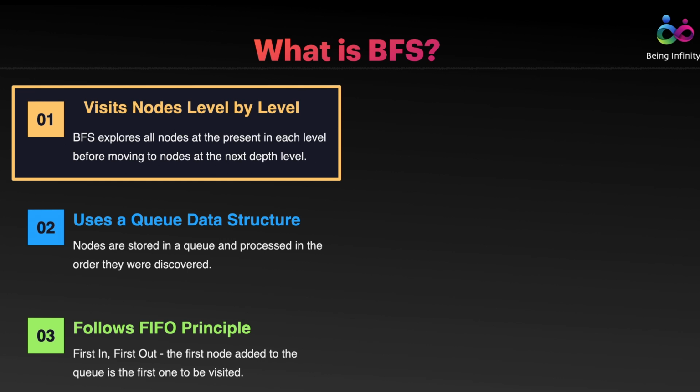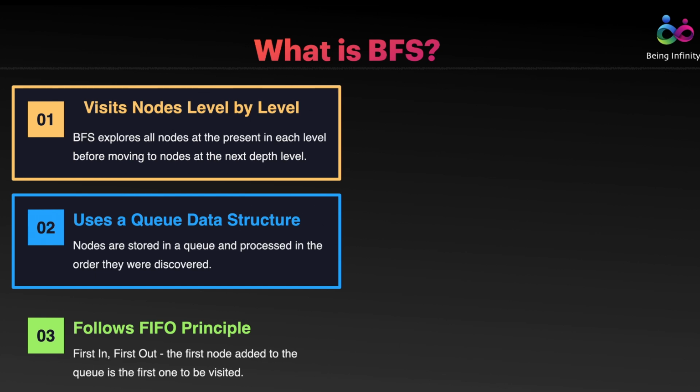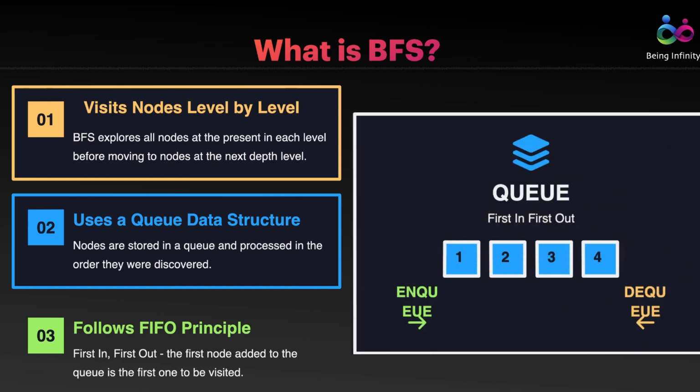Think of it like a scan where it explores every node at the current level before it is allowed to move on to the next level. To keep things organized, BFS relies on a queue data structure. Nodes are processed in the exact order they are discovered. They act as a waiting room for the children of the parent while their parents are being visited.